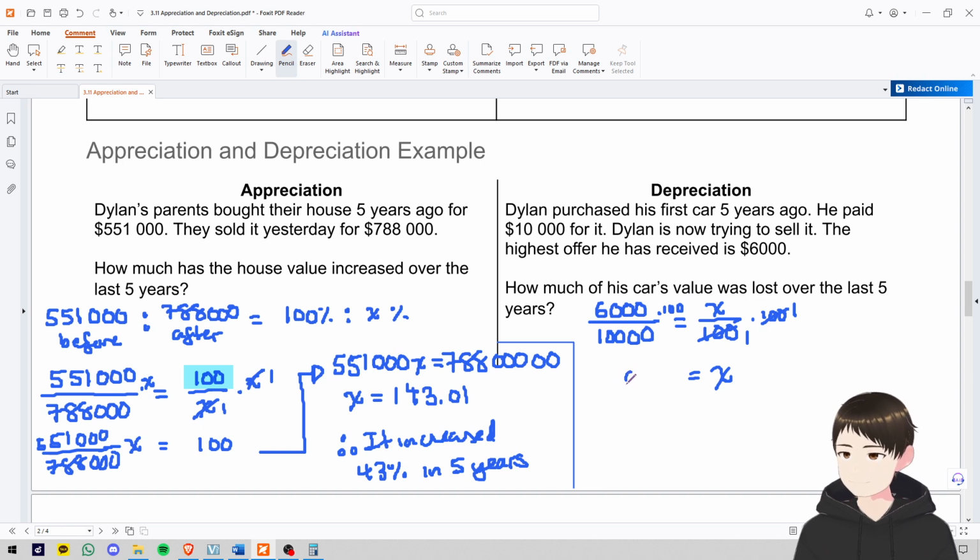I get 60. So $6,000 is to $10,000, whereas 60% is to 100%. You see the parallel? I hope you do. So how much of his car value was lost? Well, it was 100, it is now 60. Therefore, 40% was lost.